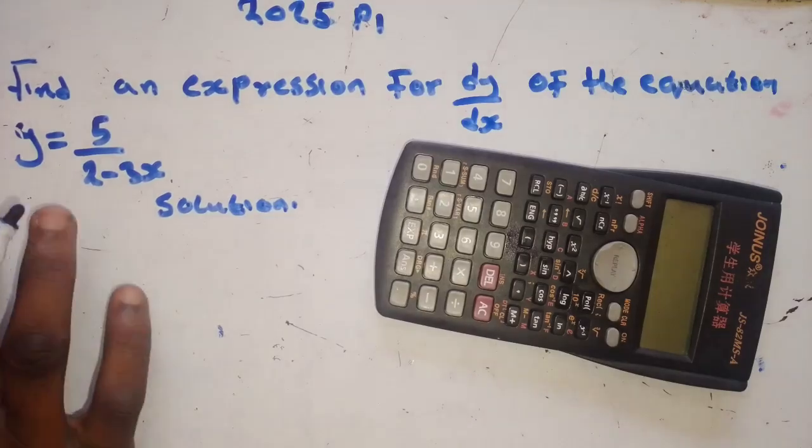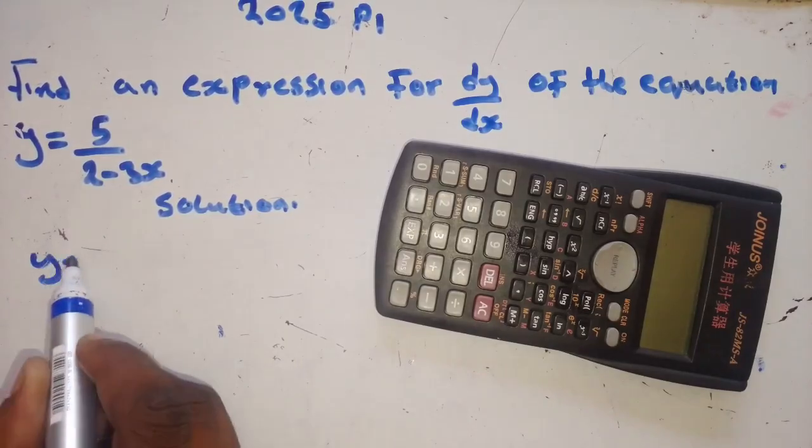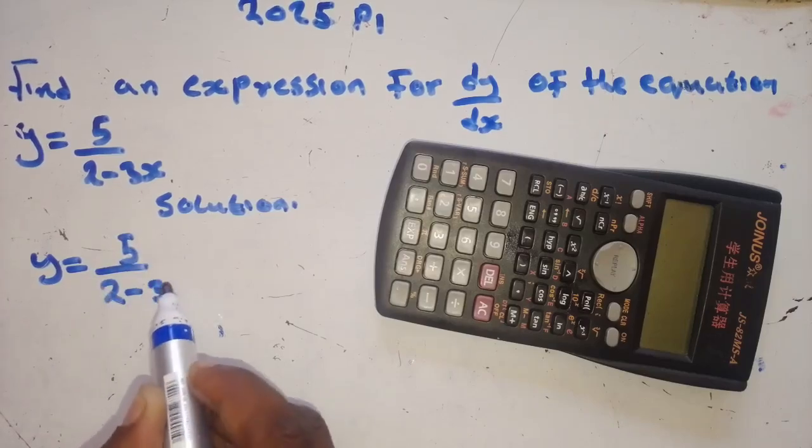Okay, before we start solving, let's just rewrite the equation that we have. So we have the equation y equals 5 over 2 minus 3x.